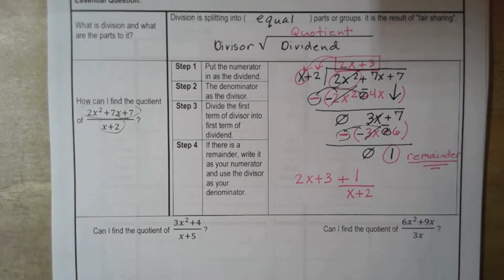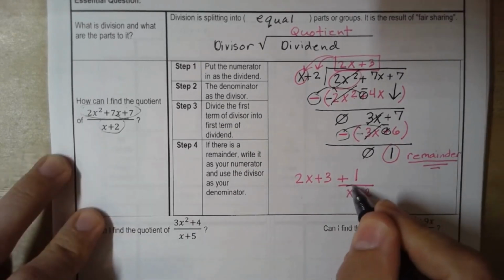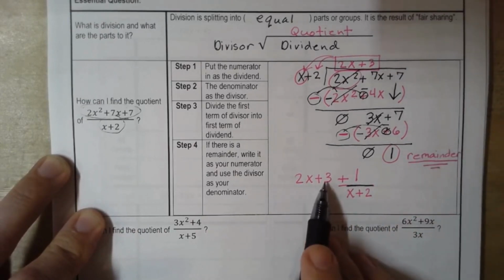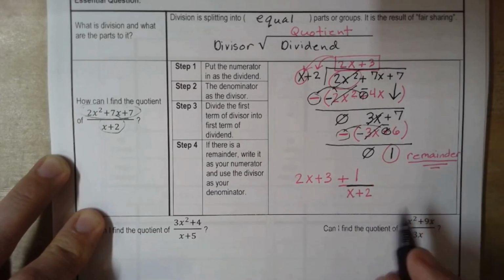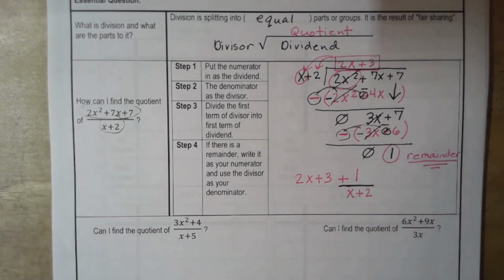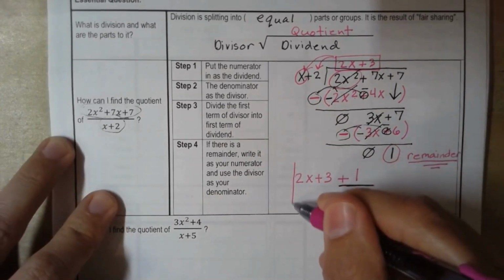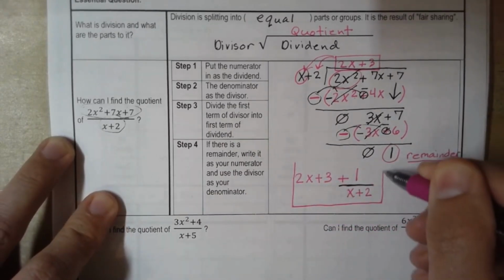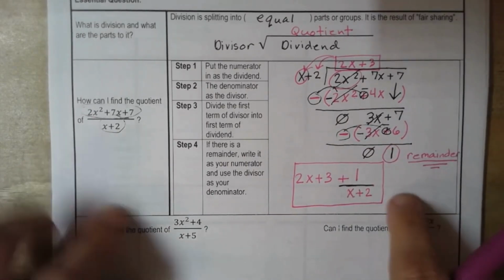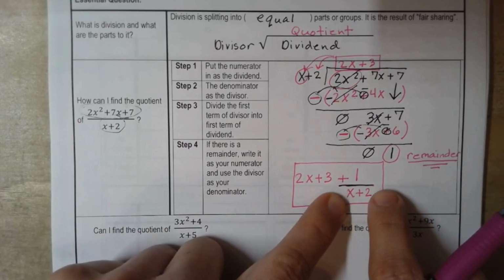So what we have, and I probably shouldn't have made that line so long, that might create a little confusion for some of y'all. Just kind of ignore that. What we have for our final answer is 2x plus 3 plus 1 over x plus 2. And that is our final answer. So when we're doing long division on polynomials, sometimes you're going to have a remainder, and sometimes you're not.